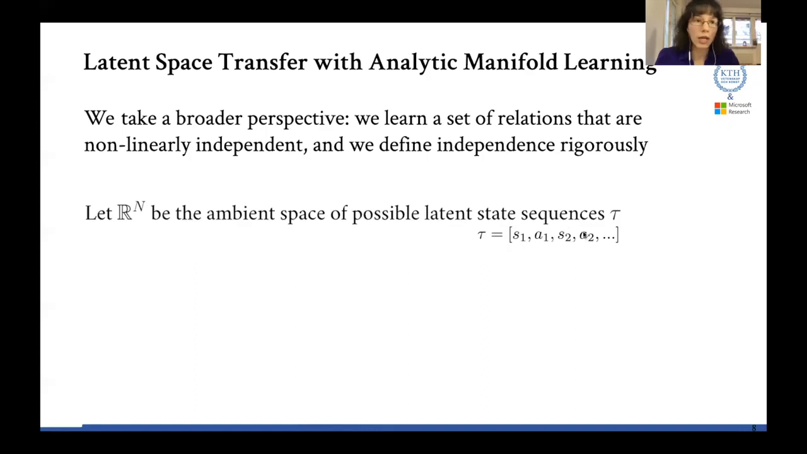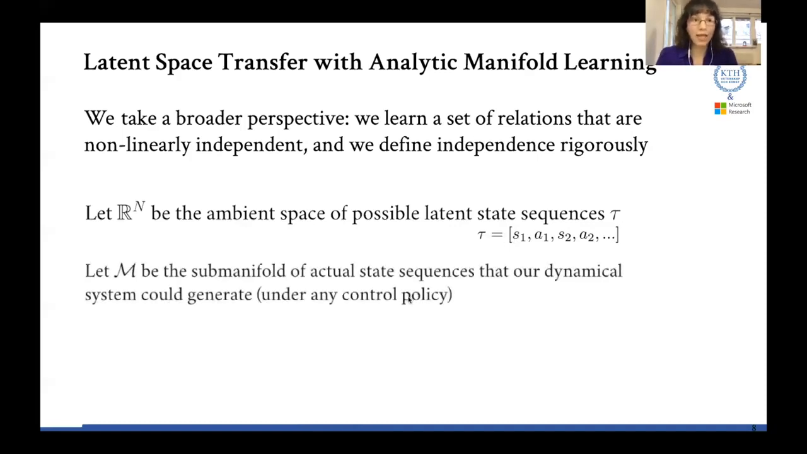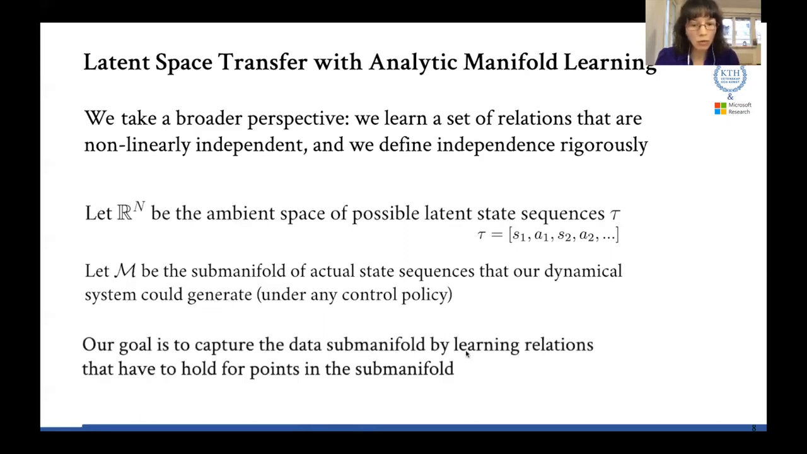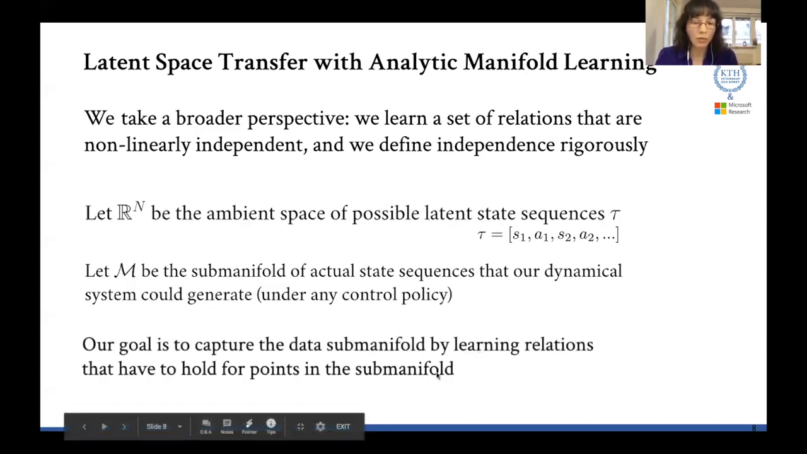And usually we're interested in how the states and actions interact as well. So the subsequences here that I will be considering are like state, action, next state, and so on. All right, so the R^n here will be the ambient space of all possible latent subsequences. That means that the strings don't have to be coming from an actual dynamical system, right? But the data manifold is going to consist of the sequences that we actually observe, that we can sample, that are feasible with the dynamics that we have. All right, so this M is going to be the submanifold of actual state sequences. And our goal would be to capture this with a set of relations.